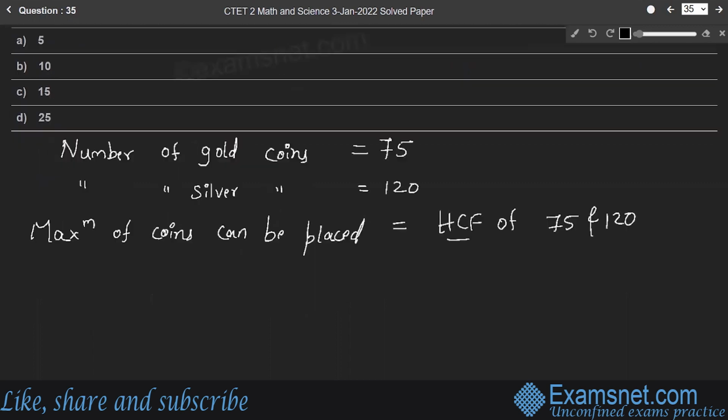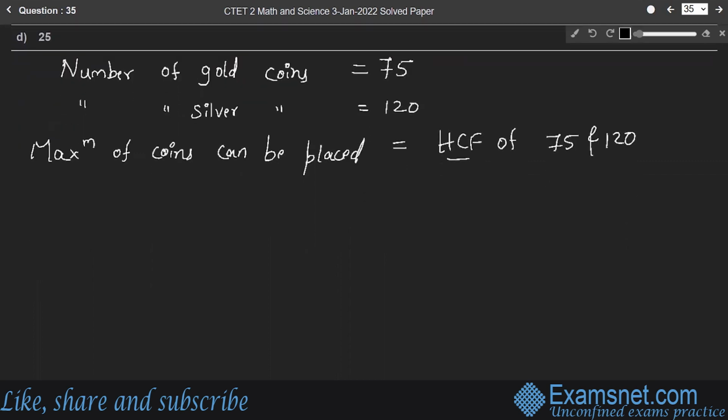So what is the highest common factor? It is the highest number that is divisible by the given numbers, two or more numbers. So this is the factor which divides the given numbers completely, right? Therefore, let us write the factors of 75 as 75 is equal to 3 into 5 into 5. These are the factors of 75.